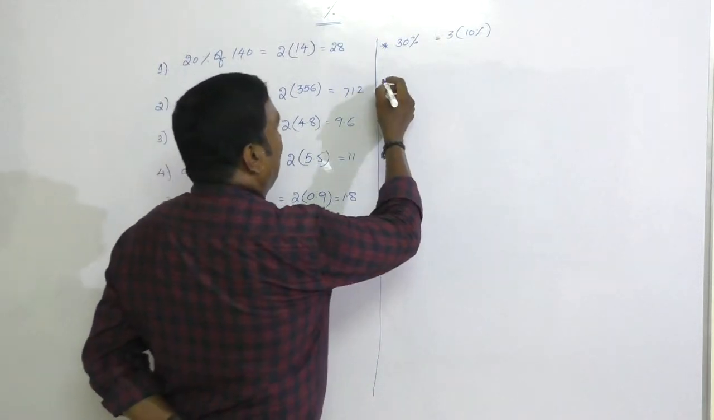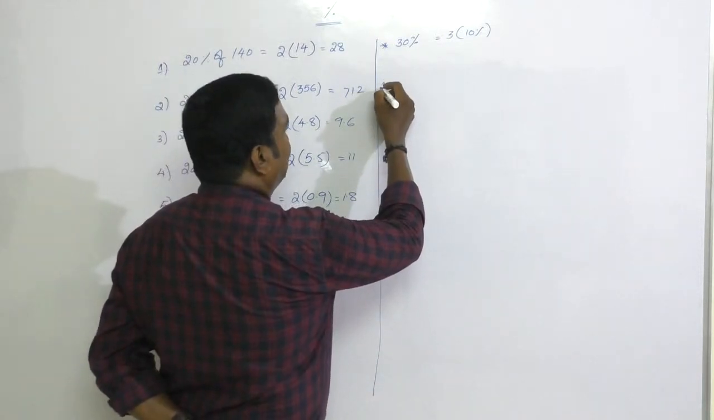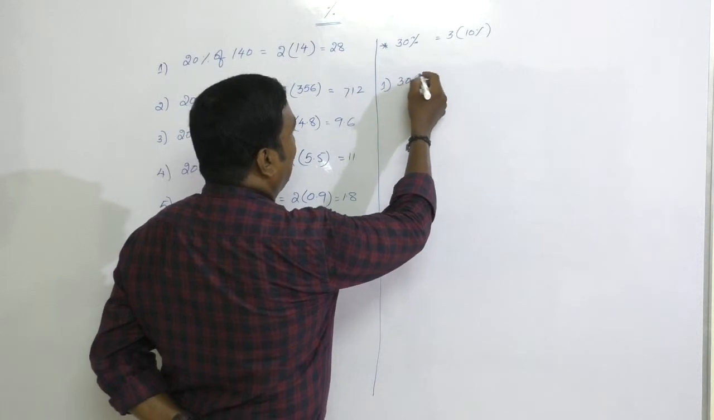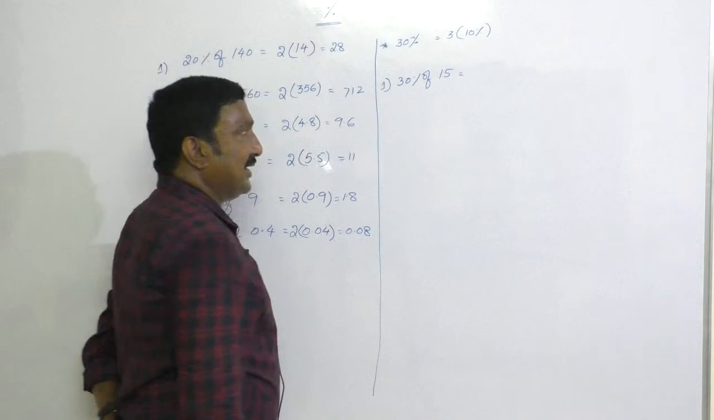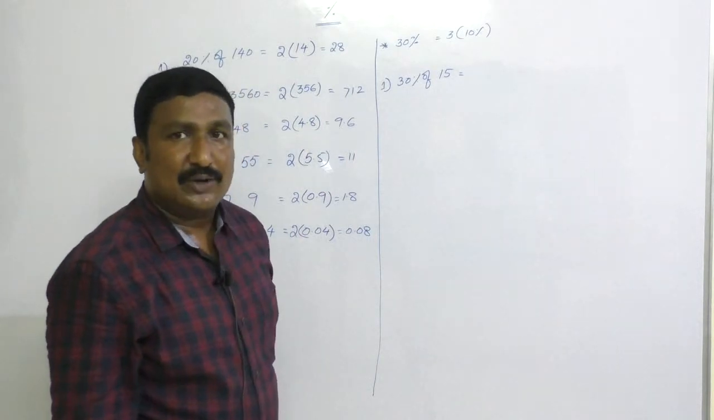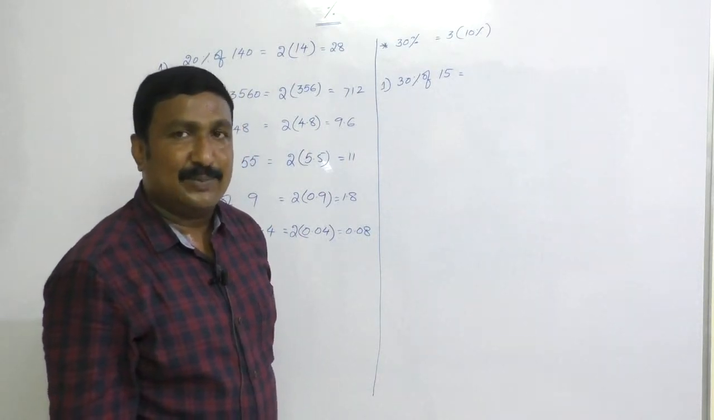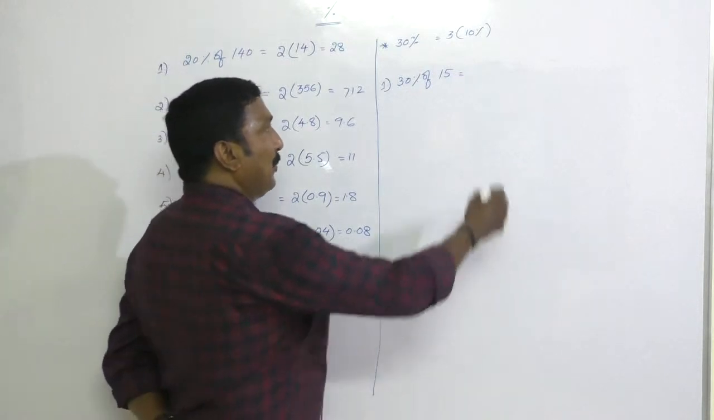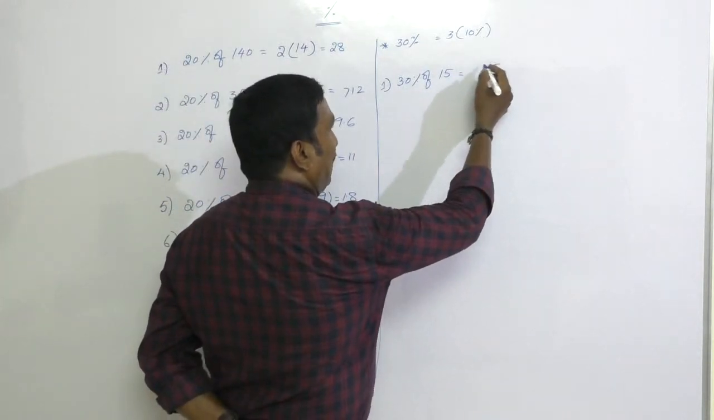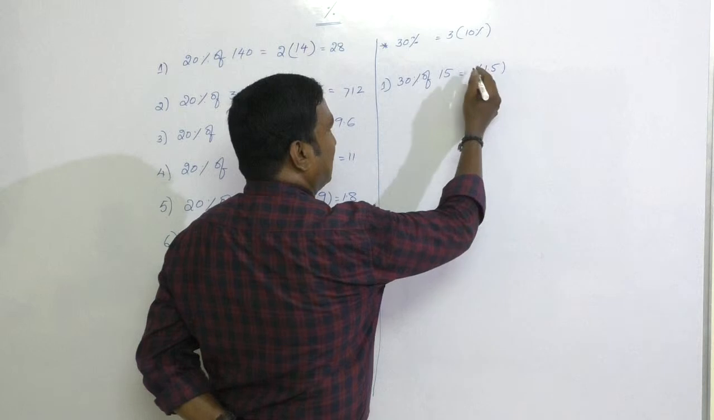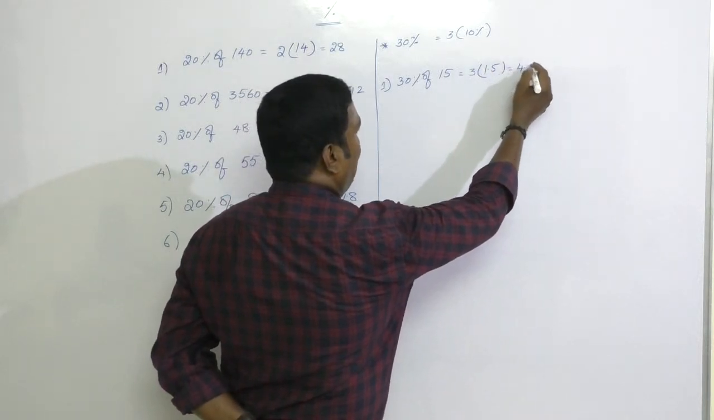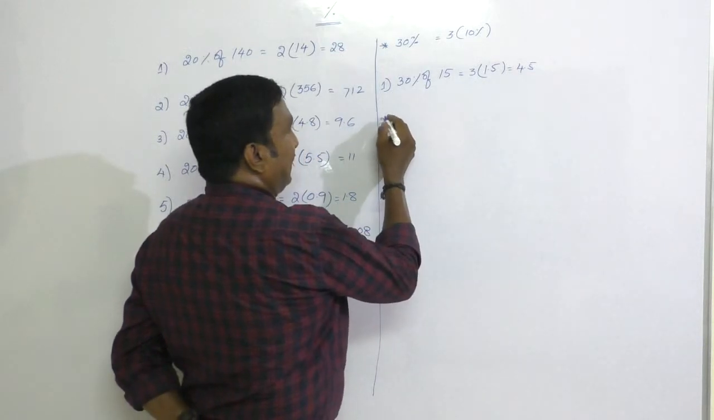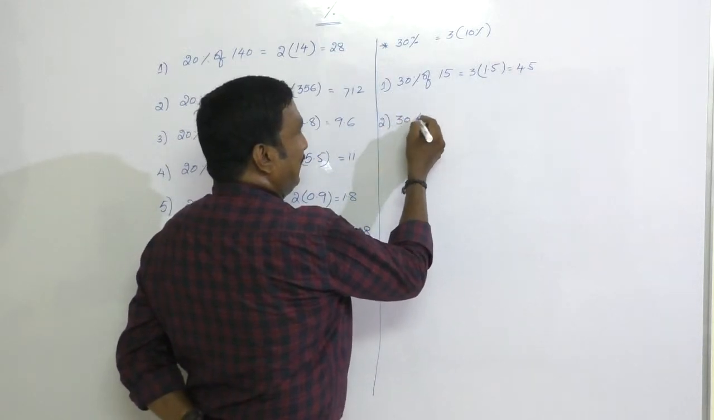So first I will start with a 2-digit number. 30% of 15. So what is the 30% of 15? First you have to calculate the 10%. 10% of 15 is nothing but 1.5. Now we have to multiply it by 3 times. So 3 times of 1.5 is equal to how much will come? 4.5.